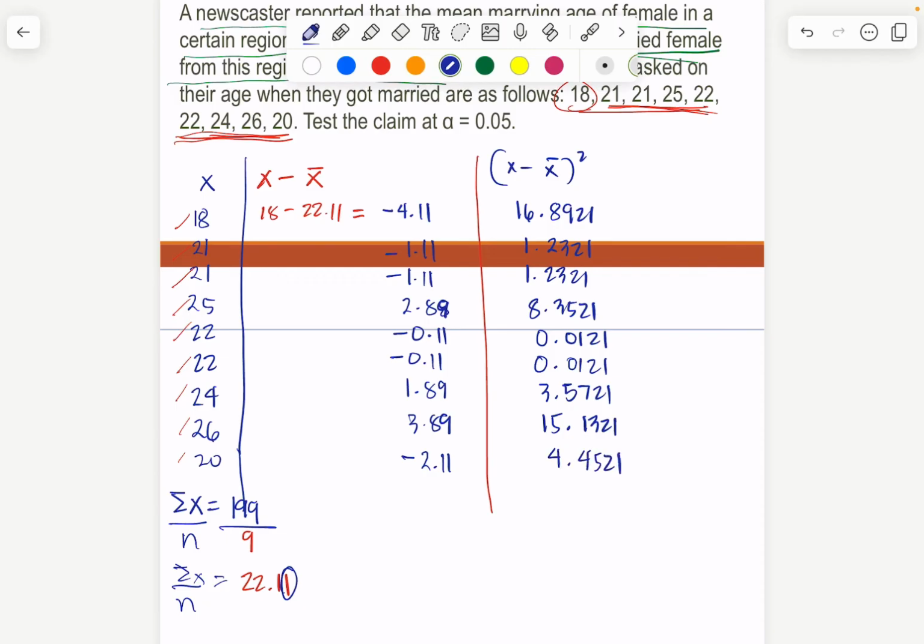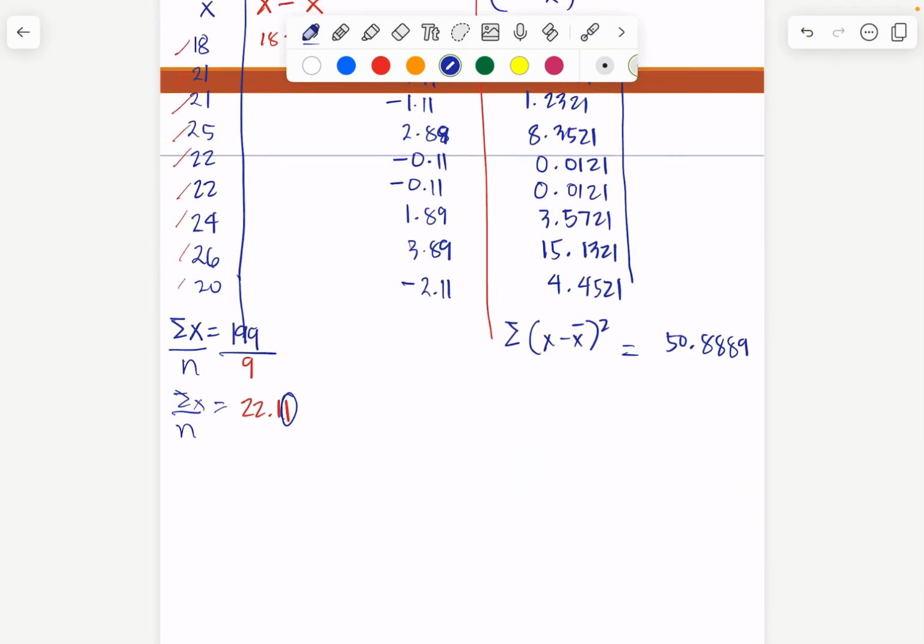Now that you have these x minus x bar squared values, you need to add all of them, because that will be the summation of x minus x bar squared. So, how much is that? Add them all: 16.8921 plus 1.2321 plus, until you reach the last one. Okay, so your answer will be 50.8889.